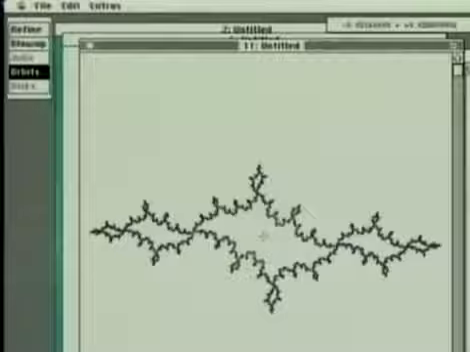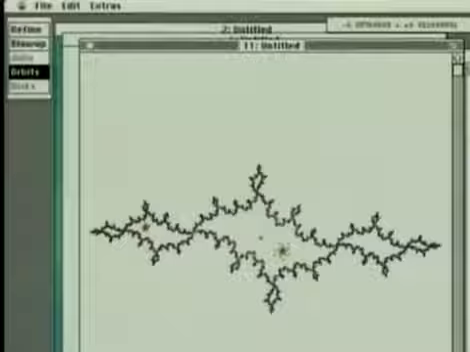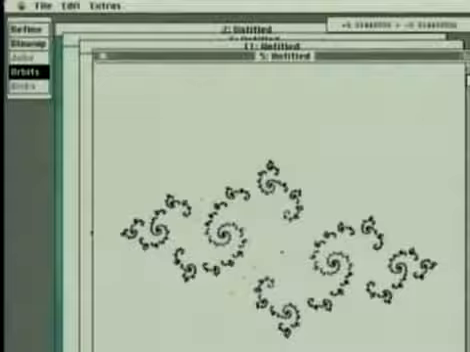The Julia set of the polynomial x squared plus c will be connected if the orbit of 0 is bounded. Here is the orbit of 0 in this case. You can see it clearly bounded. And it will be a dust if the orbit of 0 is unbounded. Here is approximately the orbit of 0 in this case. You can see it clearly unbounded.